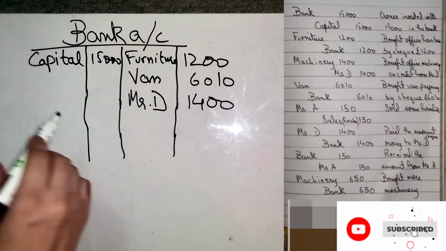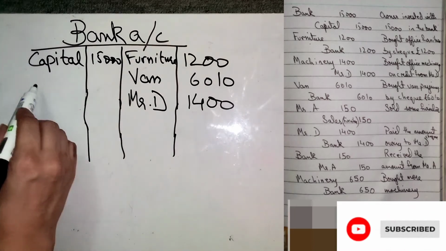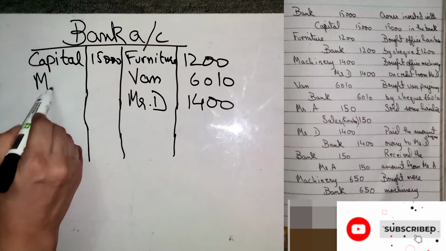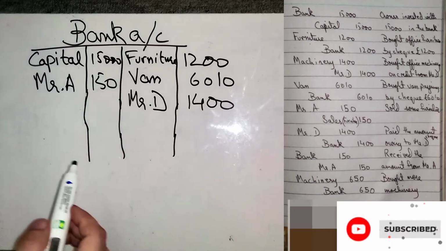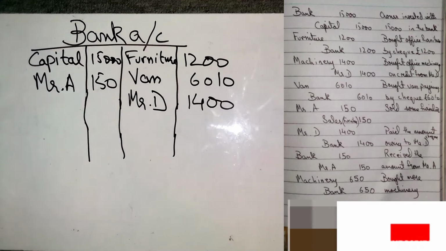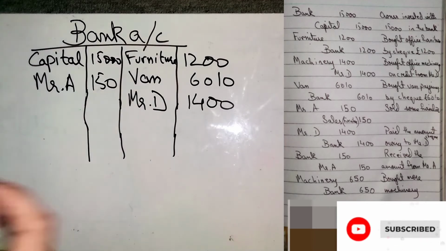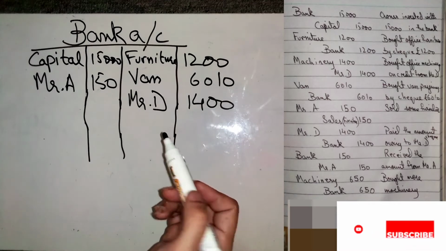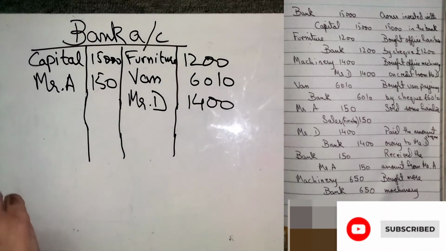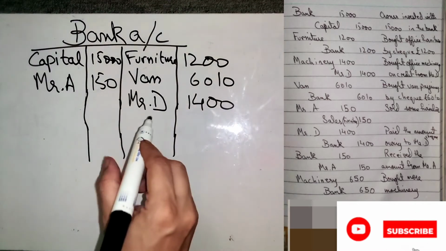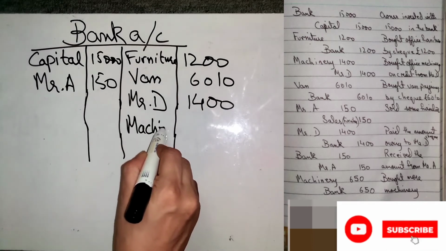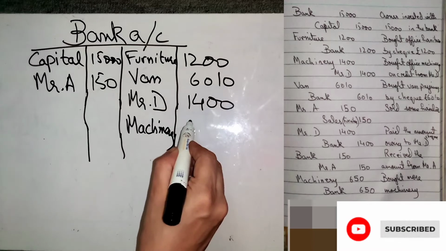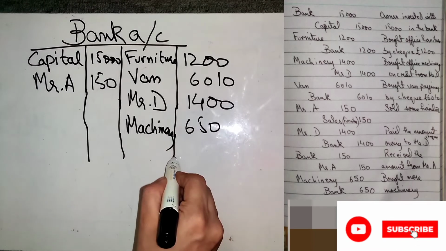And then bank to Mr. A. Bank was on the debit side to Mr. A. So A on the debit side. The last entry was machinery to bank. We bought machinery now and paid by check. So bank is on the credit side. So machinery is also going to be on the credit side by 650.